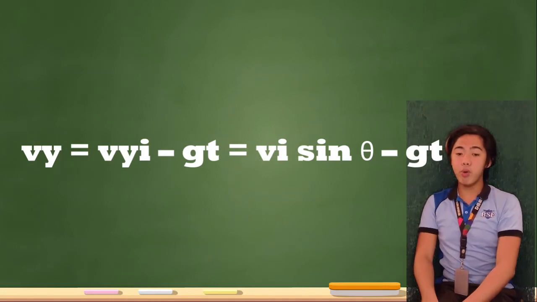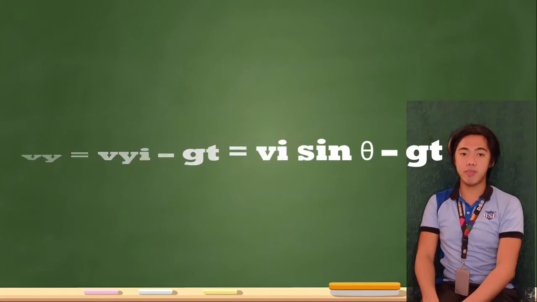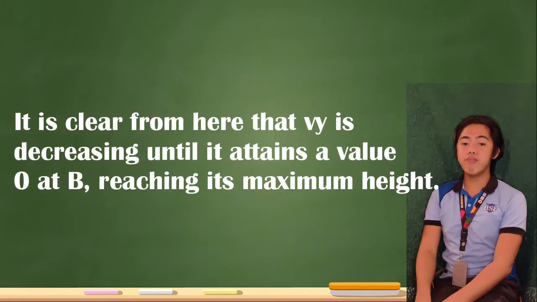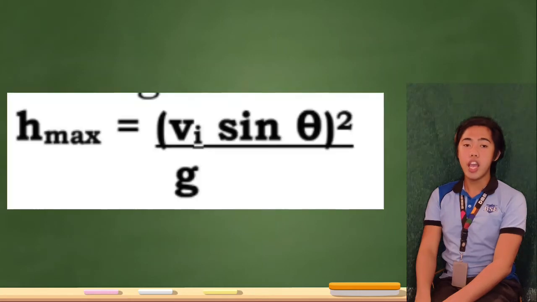Since initial y component is computed by the formula initial velocity sine theta, the formula to solve Vy is then Vy is equal to initial velocity sine theta minus the product of gravity and time. It is clear from here that Vy is decreasing until it attains a value 0 at B, reaching its maximum height. Maximum height can be computed by the formula: maximum height is equal to initial velocity sine theta raised to 2 all over acceleration due to gravity.